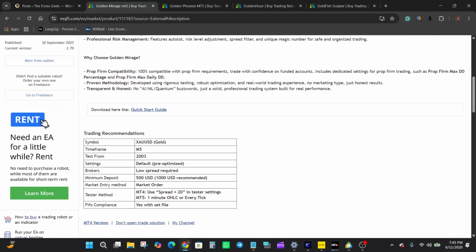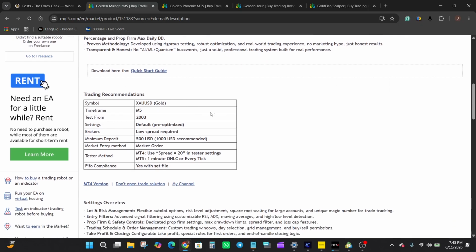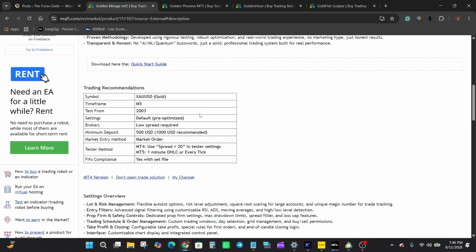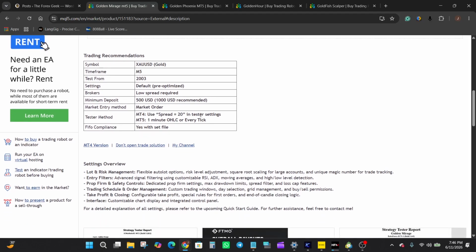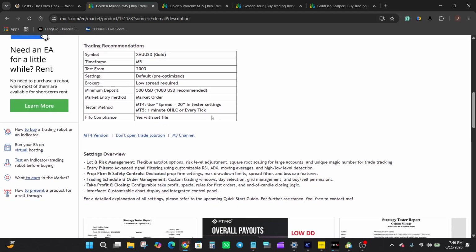Now let's move into the historical testing section. According to the developer's recommendations, Golden Mirage is intended for XAUUSD on the M5 time frame. For testing, MT5 users are advised to use either 1-minute OHLC data or every tick modeling, while MT4 users are instructed to use a spread value of 20 in the strategy tester.